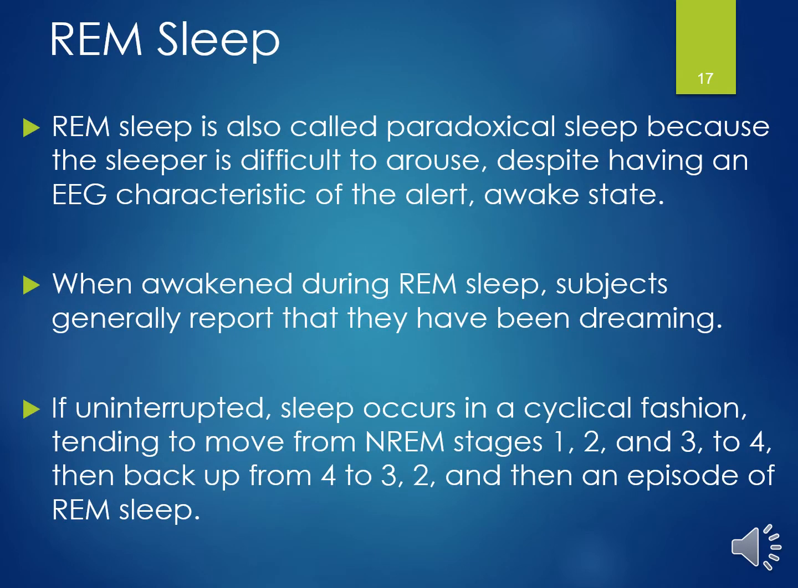So REM sleep is also called paradoxical sleep because the sleeper is difficult to arouse. So again, it's hard for you to wake up during this stage. And despite having an EEG characteristic of an alert awake state, it's very difficult for us to get out of REM sleep and be awakened.